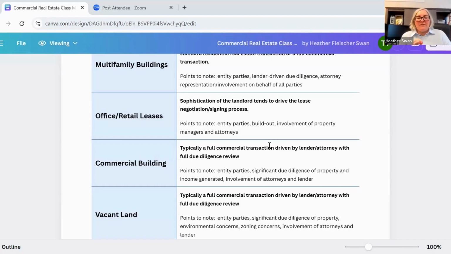So the landlord's sophistication tends to drive the lease negotiation and signing process. With leases, depending on how sophisticated they are, you might be filling in the blanks on a form of a commercial lease that your brokerage has in dotloop. You might just be doing a letter of intent and then having an attorney draft the lease. It really depends on the sophistication of the parties.